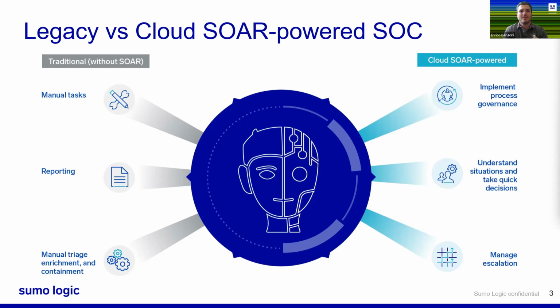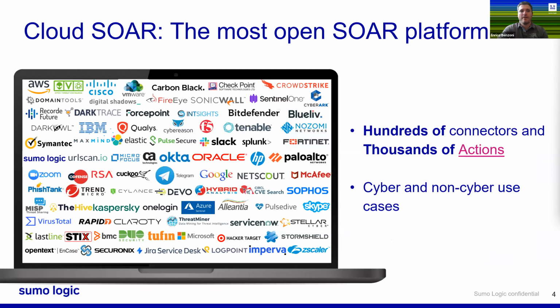So you can see here on the left the traditional SOC or cyber team activities, which have to manage many manual tasks: creating reports, manual triage, enrichment, and then containment actions. With the SOAR, you can skip these activities and focus your attention on implementing process governance, understanding the situation, taking decisions and managing escalation. So this is the difference in use. And where you have to start.